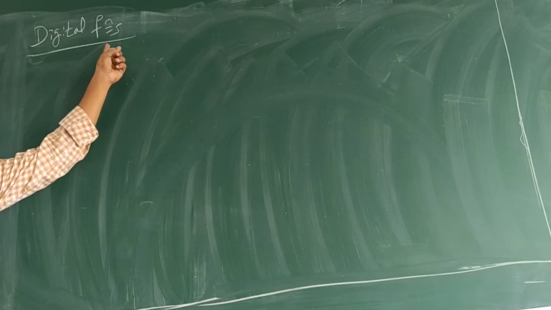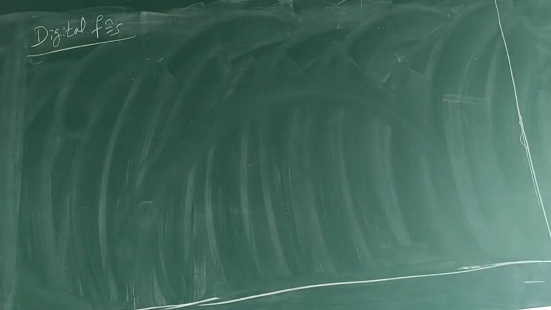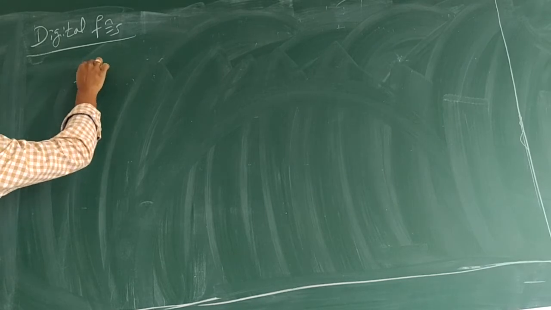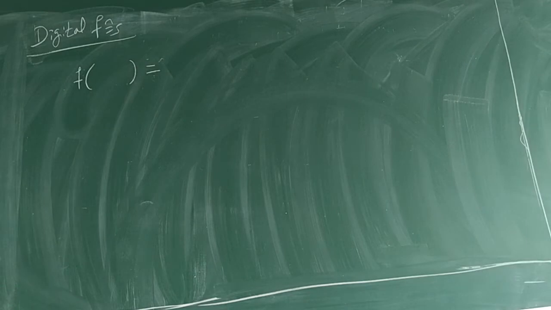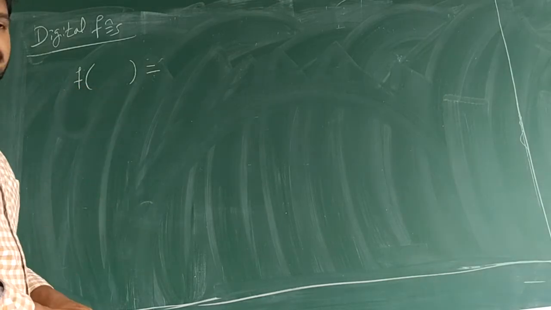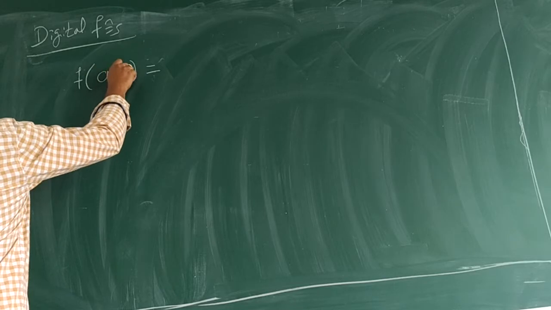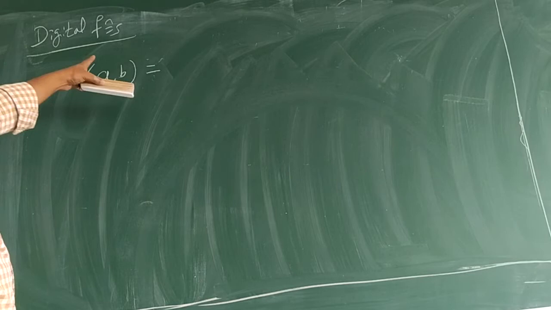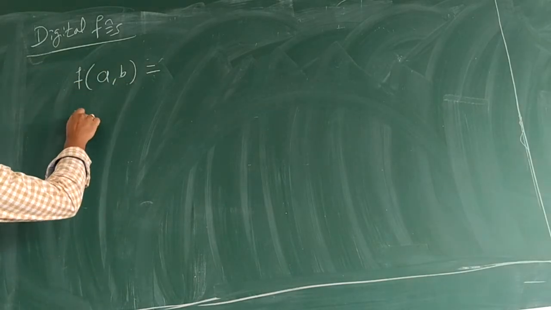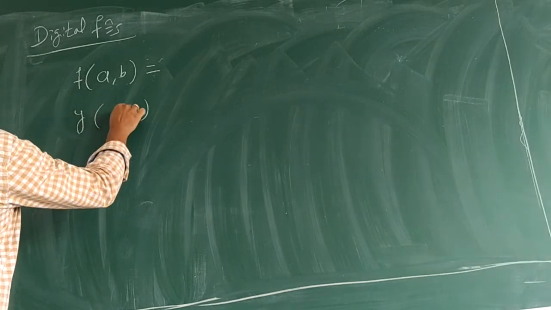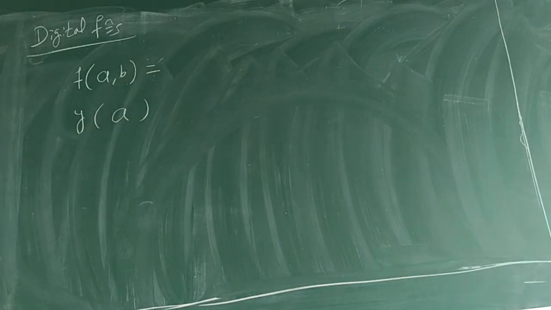Okay, let's start digital functions. Any function, especially digital functions, are in our mathematics we studied, function represented like the variables which are controlling that function. In digital functions also we write the name of the function followed by how many variables controlling that function.